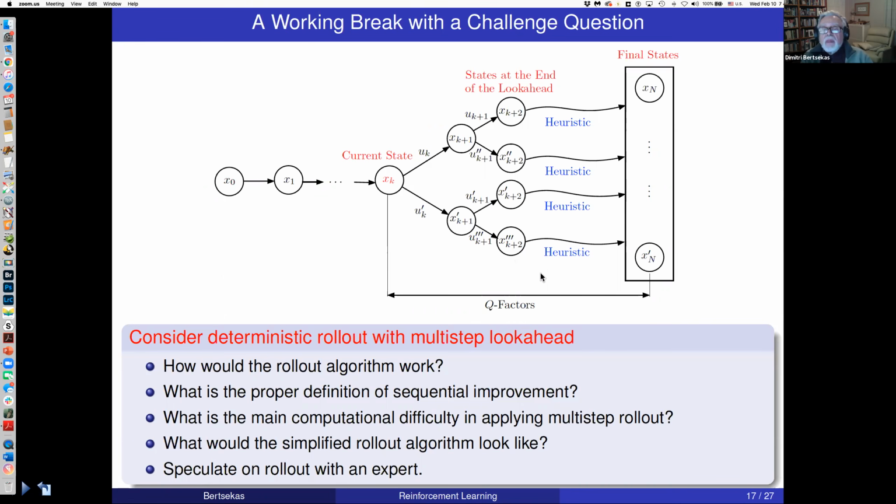And now the important thing is that once you have that Q factor that is better than the cost of the heuristic, you can follow that trajectory from xk forward and do better than the trajectory of the heuristic. In other words, we have a monotonicity of trajectories kind of result, except that the trajectories involve multiple controls, not a single control at every state.